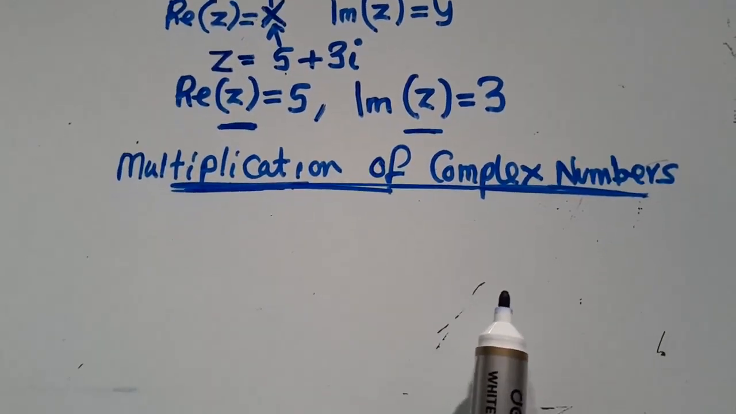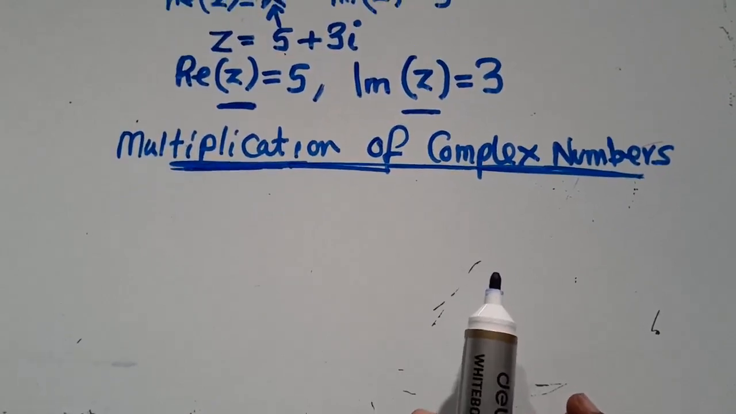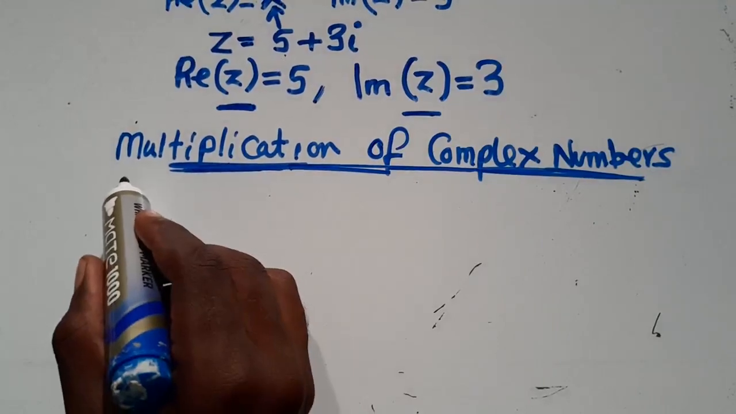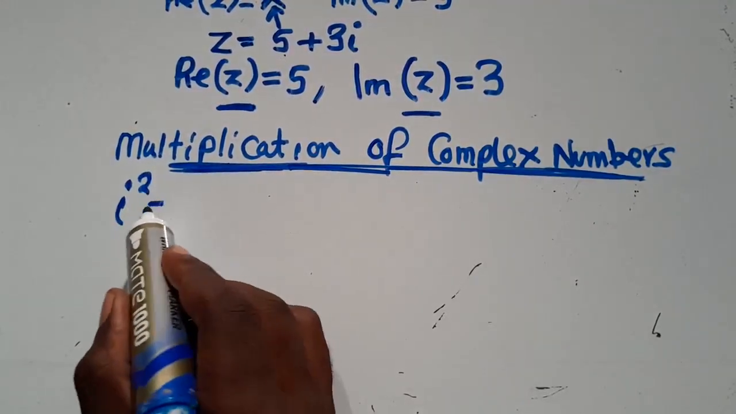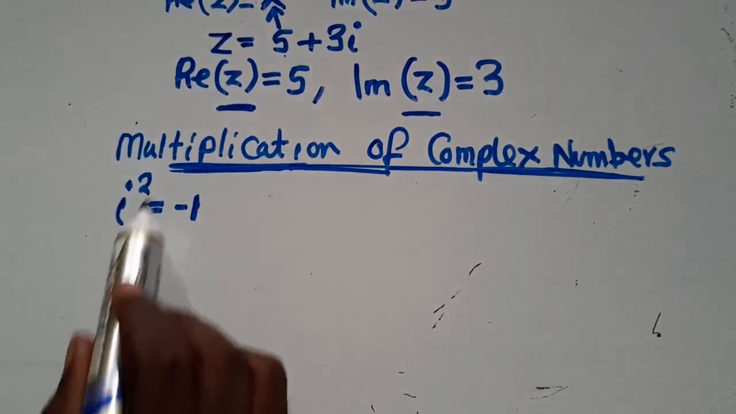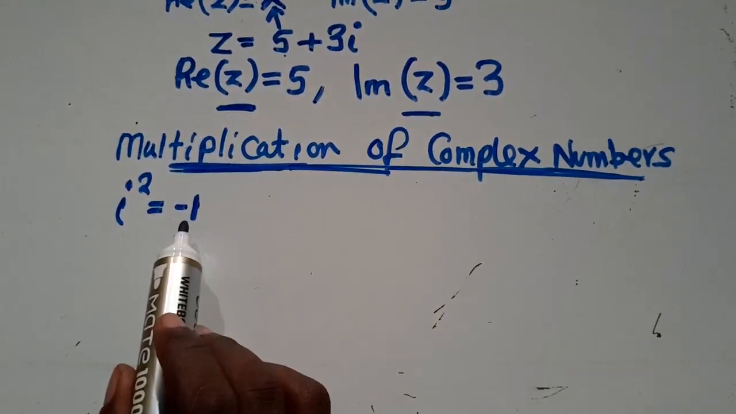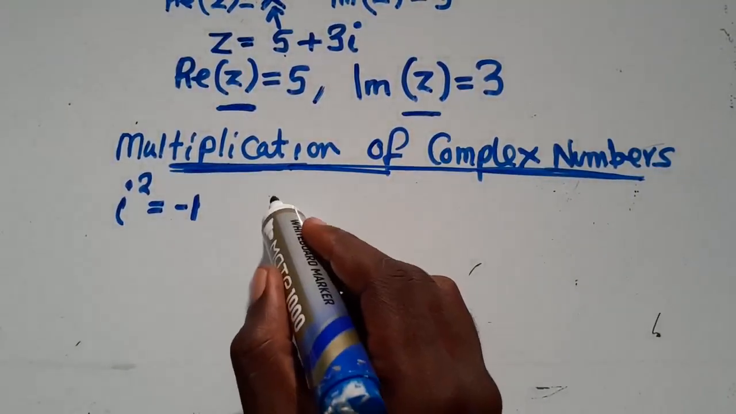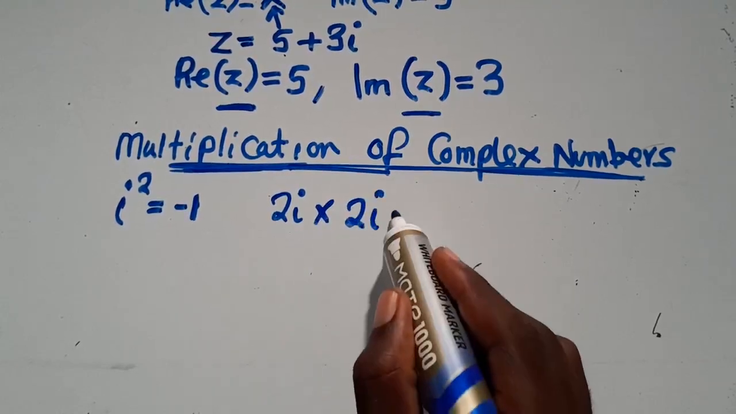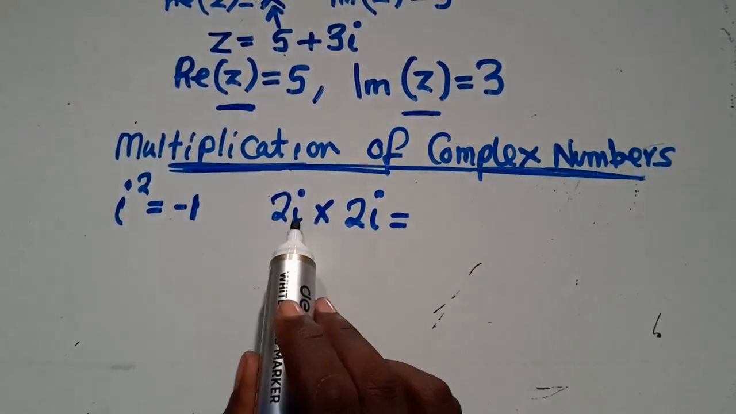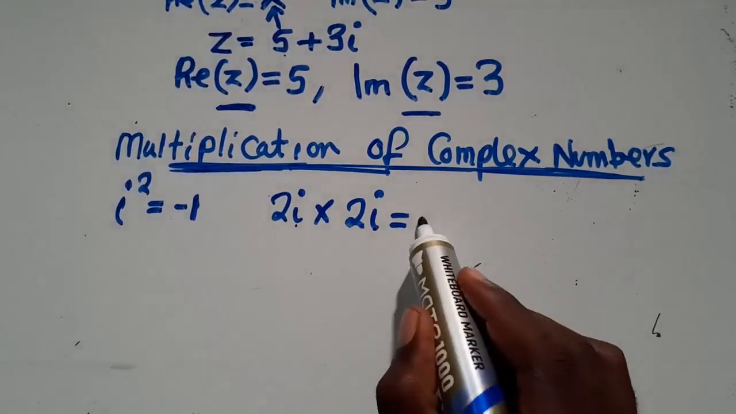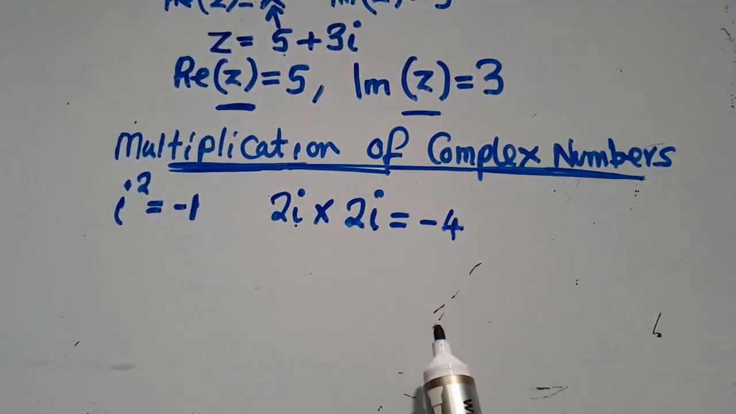I want you to understand this very well. When I say i squared, it is equal to -1. This is what you need to know. So in a case where I give you 2i multiplied by 2i, what is your answer? You know that when i and i multiply, you get -1. So 2 times 2 is 4, and in this case your answer will be -4.